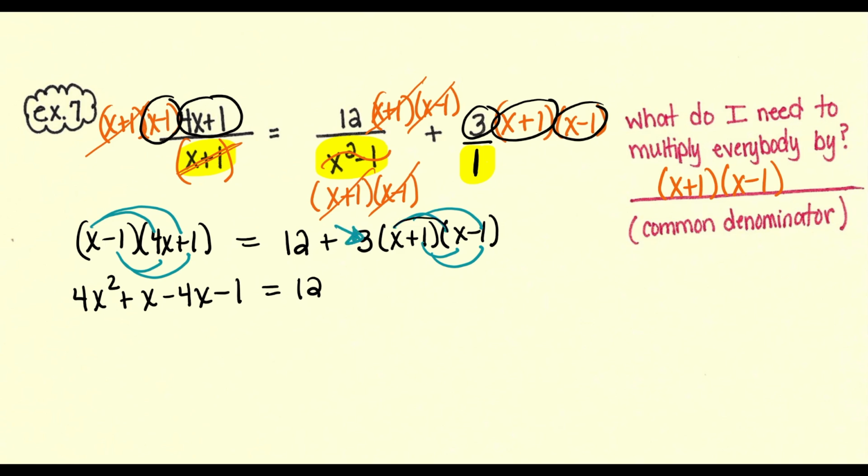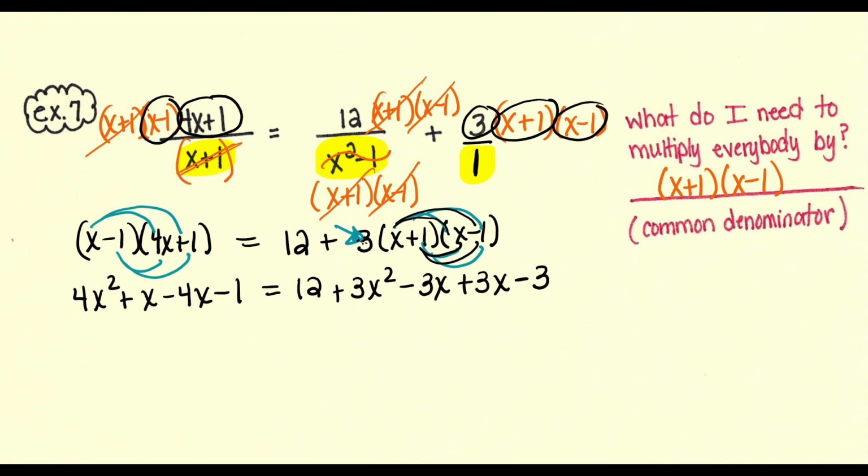So that's x times x is x squared, but times 3 is 3x squared. X times -1 is -x, but times that 3 is -3x. 1 times x is x, but times that 3 is 3x. -1 times 1 is -1, but times that 3 is going to be -3.